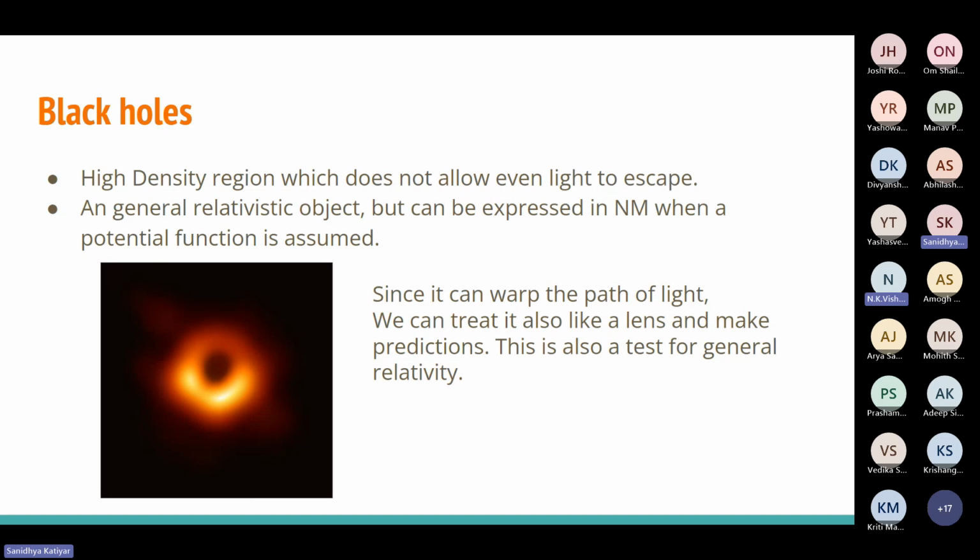So since it also warps the path of the light, we can treat black holes as a lens, and this is a test for general relativity.